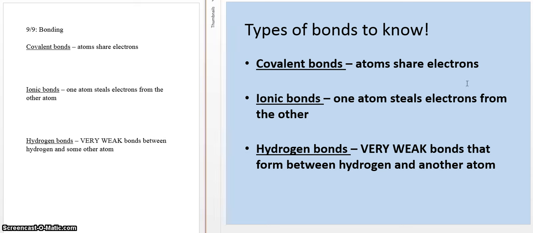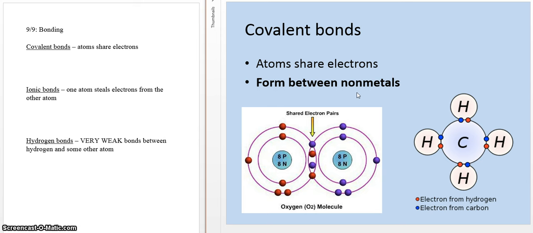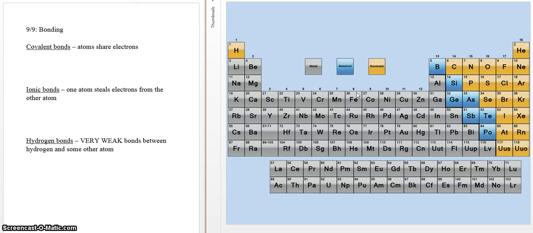Covalent bonds form between non-metals. If we scroll back up to that periodic table real fast, a covalent bond would form between any two in yellow.